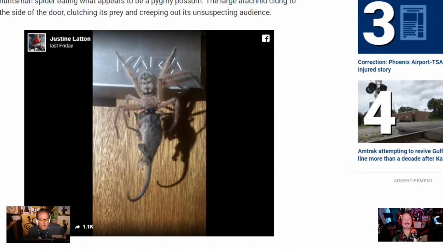So here's the deal. Guests watch in horror as a massive huntsman spider eats a possum in their ski lodge. Some man staying at a lodge in Tasmania, Australia, witnessed a horrifying scene. A large huntsman spider eating what appears to be a pygmy possum, which is a small possum, but a possum nonetheless. The large arachnid clung to the side of the door, clutching its prey and creeping out its unsuspecting audience. Justine Latton's husband was staying in the lodge when they spotted the unsettling scene. She shared pictures her husband took of the spider on Facebook, captioning the grisly image with "possum-eating spider taken by my husband at Fort Field Lodge." After appearing on the social media site, the pictures quickly went viral and garnered thousands of shares.